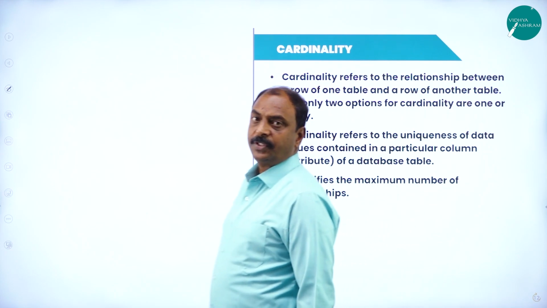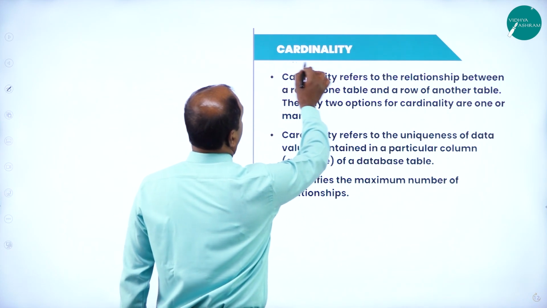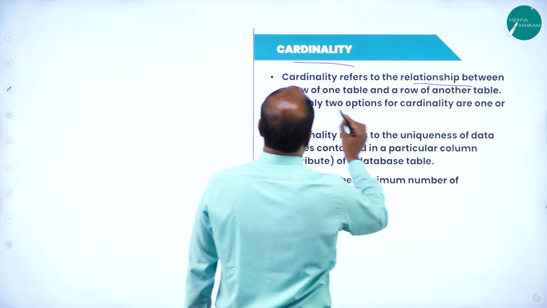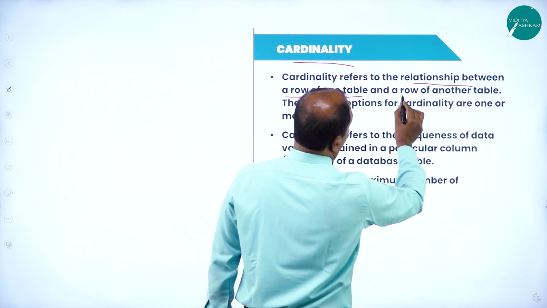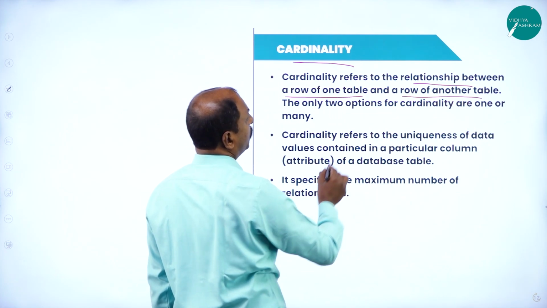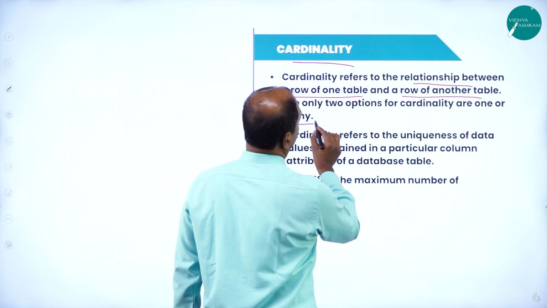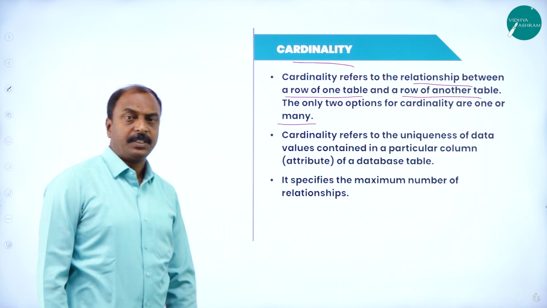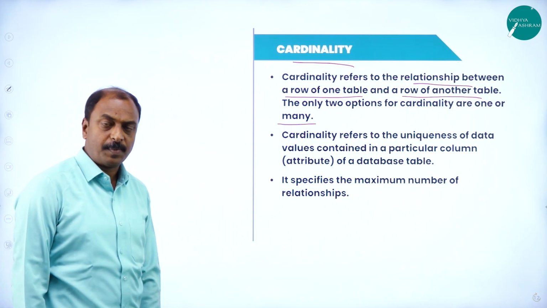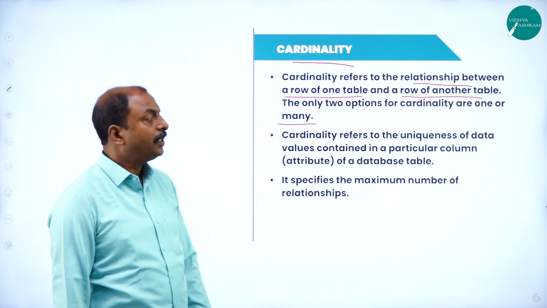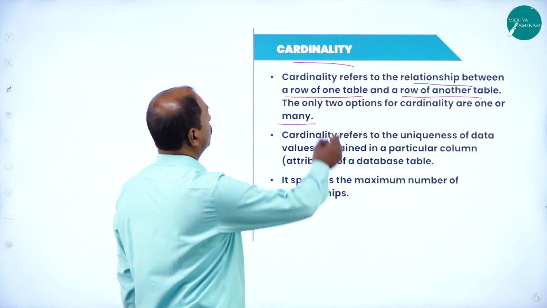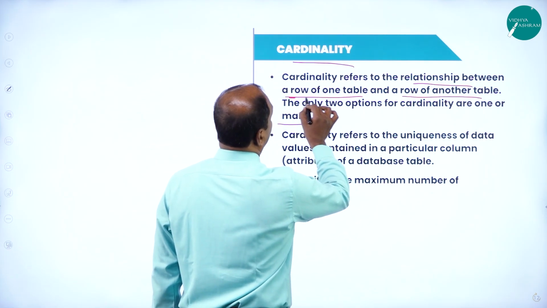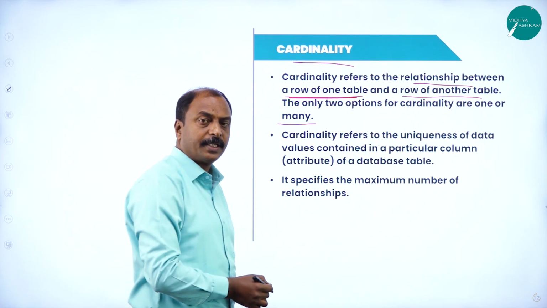Next definition, we will see what cardinality is. Cardinality refers to the relationship between a row of one table and a row of another table. The only two options are one or many. So what is cardinality? Here we know what a relation is. Another name for a table is relation, and there may be a relationship between two different tables. That is possible through cardinality. So the definition is the relationship between a row of one table and a row of another table.